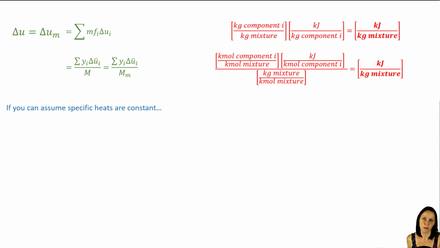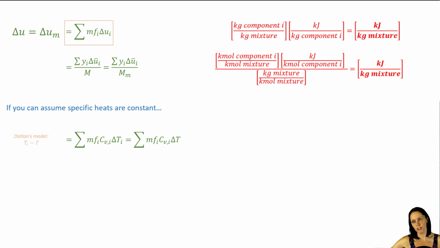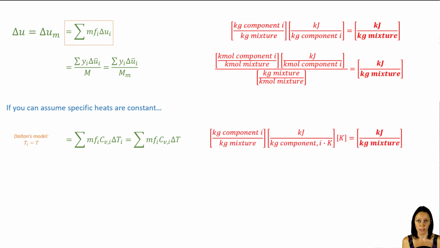I'll be specific about whether I want you to assume specific heats are constant or not in this class. All right, so that first equation, with the mass fraction, you can put that delta little u in terms of Cv delta T. You'll notice that I put a subscript i after each one of those terms to indicate that I'm talking about the component. But on that last delta T, I just dropped it, because by Dalton's model, the temperature of the component and the temperature of the mixture are equal to one another. So this works out still to kilojoules per kilogram of the mixture.